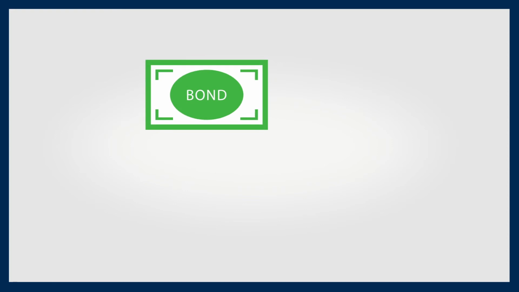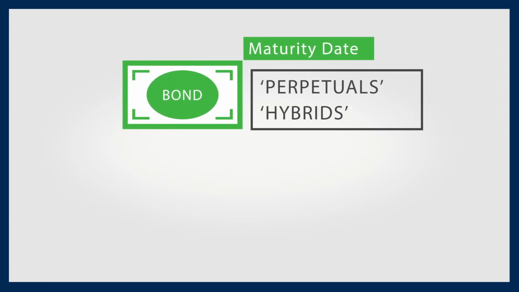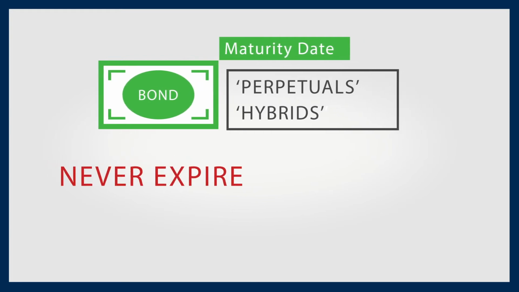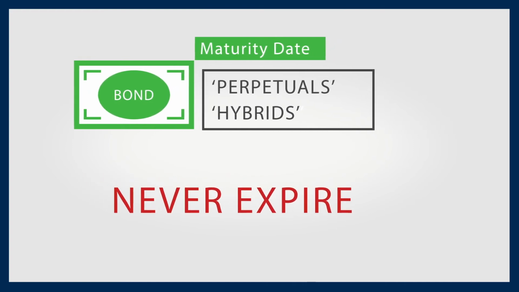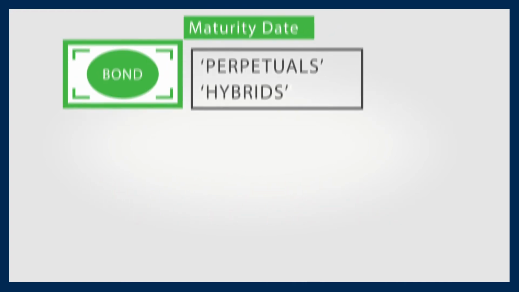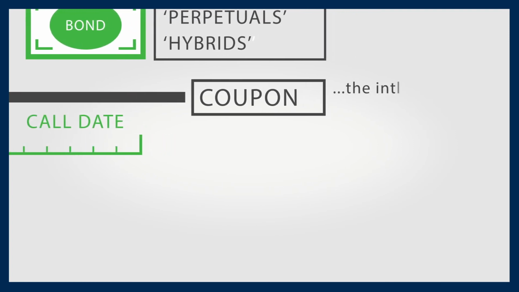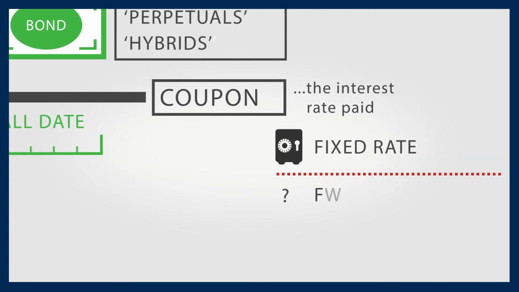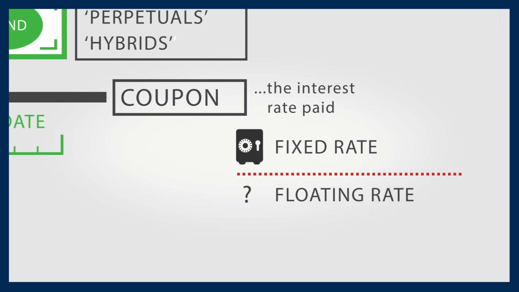And some bonds may not have a maturity date. These bonds are called perpetuals or hybrids. If a bond does not have a maturity date, the bond will never expire if the issuer never exercises its right to call the bond. If a bond passes a call date, this may also affect the coupon. For example, a fixed-rate bond can be changed to a floating-rate bond based on certain criteria relating to regulatory or ratings events.